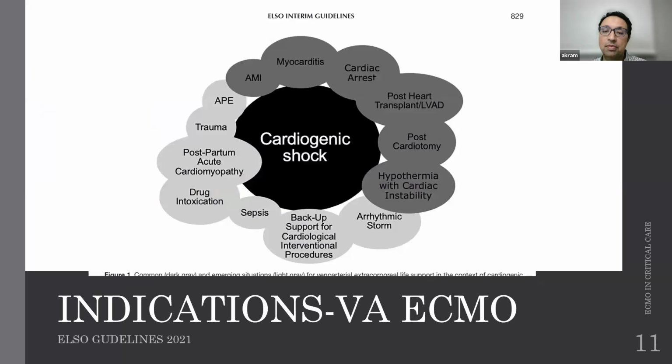Who needs ECMO? We have veno-arterial ECMO to replace the heart in cases of cardiogenic shock due to either acute myocardial infarction, myocarditis, cardiac arrest, post-transplantation dysfunction, post-cardiotomy difficult weaning from the bypass, hypothermia with cardiac instability, in arrhythmic storm, as a backup support for difficult interventions, in septic cardiomyopathy and drug intoxication, like we do a lot of cases of aluminum phosphide or phosphine poisoning, acute postpartum or peripartum cardiomyopathy, trauma, and pulmonary embolism.